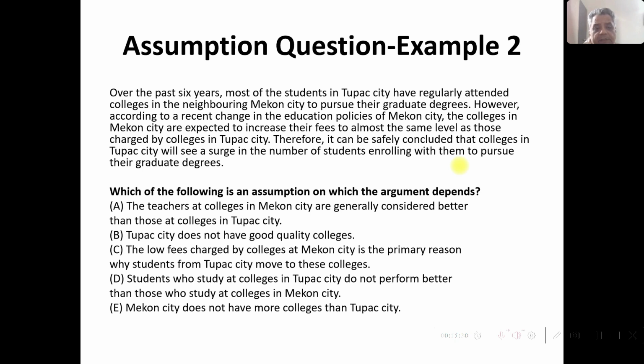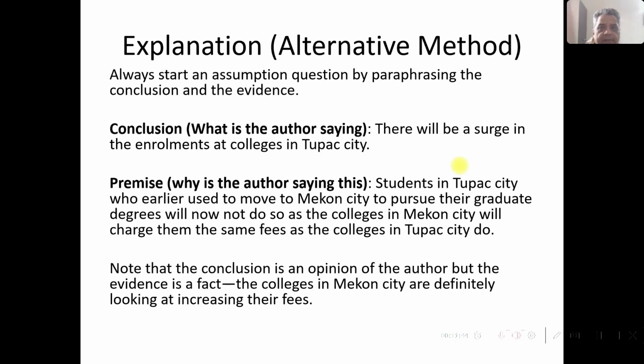And E says Mekong City does not have more colleges than Tupac City. Again, the number of colleges is irrelevant to the argument. It is out of the scope of the argument. So E is also eliminated. So obviously the correct answer is C. So let's read the explanation.